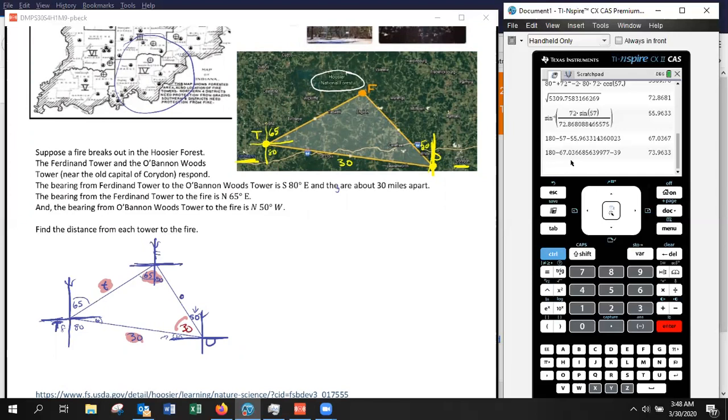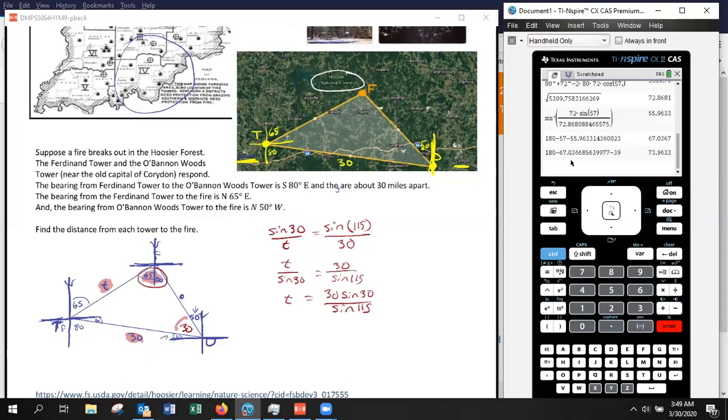So I will take the sine of 30 over that Ferdinand Tower distance equals the sine of, quick, what is 65 plus 50? That would be 115, over 30. Was that distance 30? So they're about 30 miles apart, yep. So quick flip, if you remember, t over the sine of 30 will equal 30 over the sine of 115. So t is going to equal 30 sine of 30 over the sine of 115.